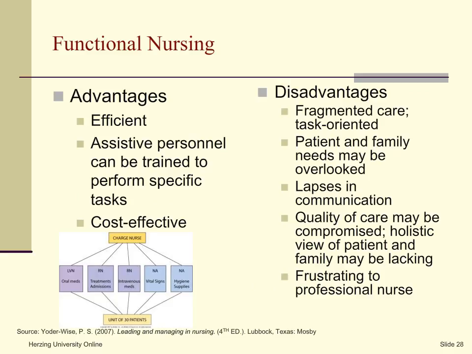The next model here is functional nursing. It has several advantages and disadvantages. Some of the advantages are that it's efficient, assistant personnel can learn tasks, and it is cost-effective. Disadvantages might include fragmented care, patient and family needs might be overlooked, there might be lapses in communication, quality of care may be compromised, and staff nurses or professional nurses might have some frustration with this type of care delivery model.